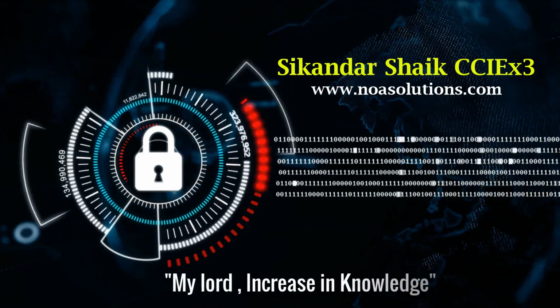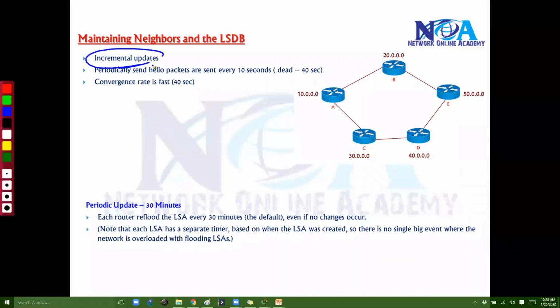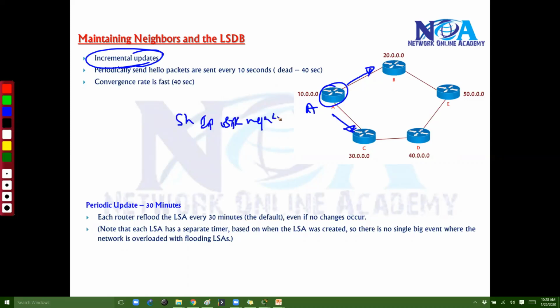رب زدني علما. Now the OSPF will only exchange the updates. Now how do they maintain the neighbor relationship, like router A is having a neighbor relationship with router B as well as router C, right? And we can verify that by using the show IP OSPF neighbor command. And this neighbor relationship is maintained based on the hello messages.